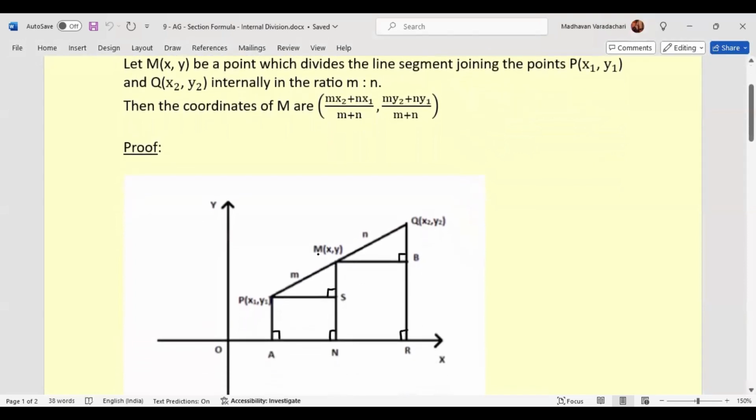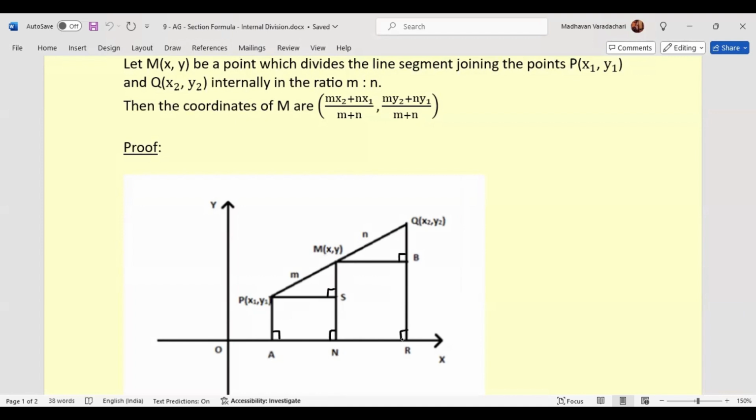Consider this XOY plane, and this is our point P, this is our point Q. Internally, there is another point M, which divides this line segment in the ratio m:n. So this is P(x1, y1), this is Q(x2, y2), and this is M(x, y). We are drawing a perpendicular from P to touch the x-axis at point A. We will draw a perpendicular from M to touch the x-axis at point N.